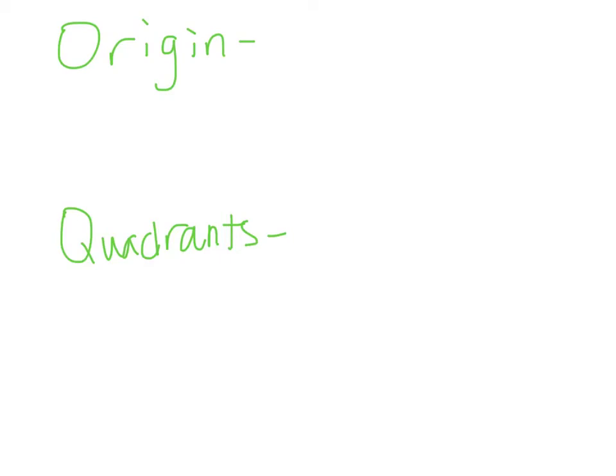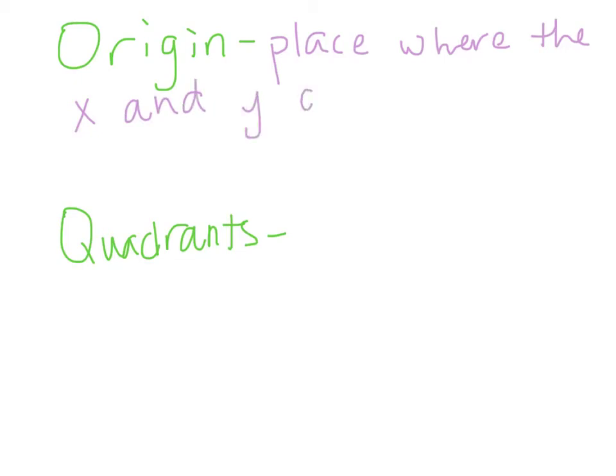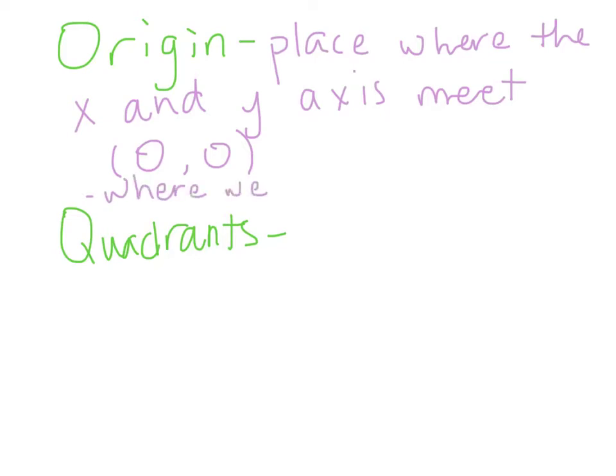So the origin is the place where the x and y axis meet, right? And it's at 0, 0. It's also where we start counting to plot a point.